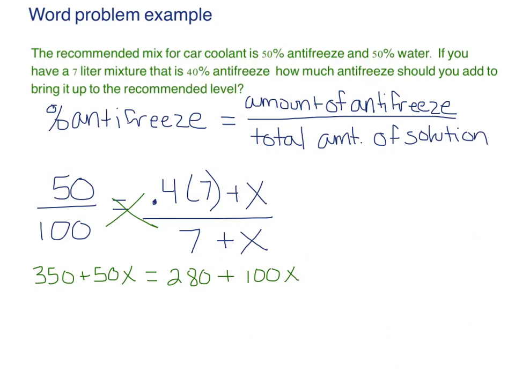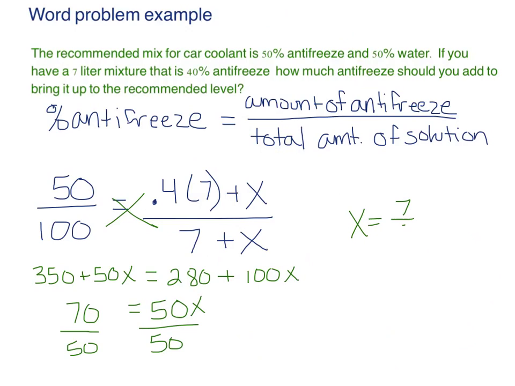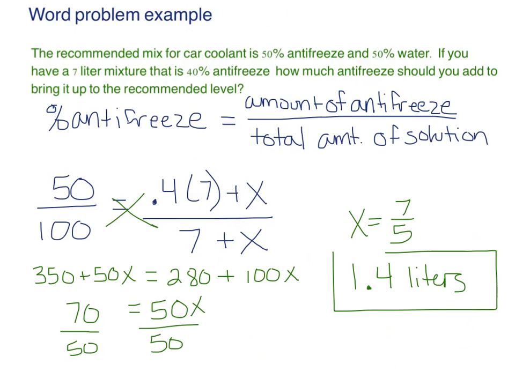If I subtract 280 from 350, I get 70. If I subtract 50x from 100x, I get 50x. 70 equals 50x. Divide by 50. x is 7 over 5. And you wouldn't say, oh, I'm going to add 7/5 of a liter. You're going to tell me that's 1.4 liters to add. And if your teacher is making you write it in a complete sentence, you would say, you must add 1.4 liters of antifreeze in order to bring this up to 50%. Okay.